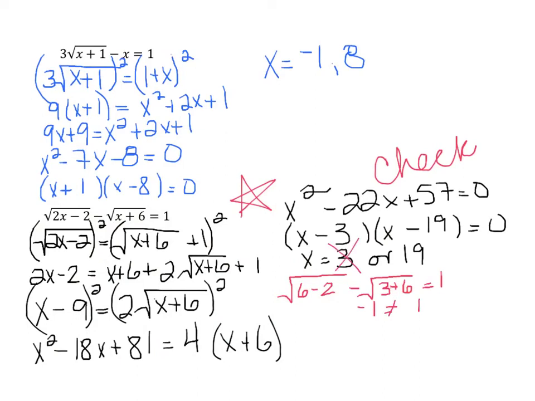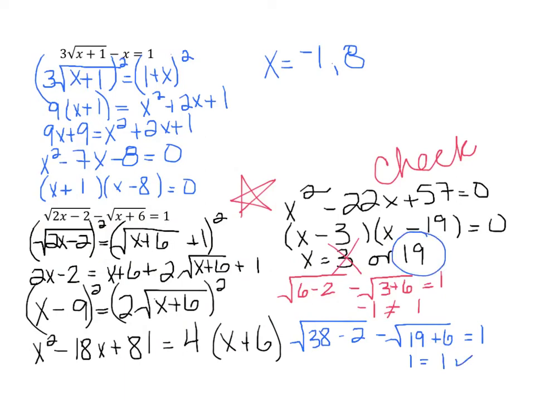We do the same thing with 19. We take the square root of 2 times 19, that's 38, minus 2, minus the square root of 19 plus 6, because we need that to equal 1. This ends up giving me the square root of 36 minus the square root of 25. That's 6 minus 5. 6 minus 5 is 1. That checks out, so this answer is correct.